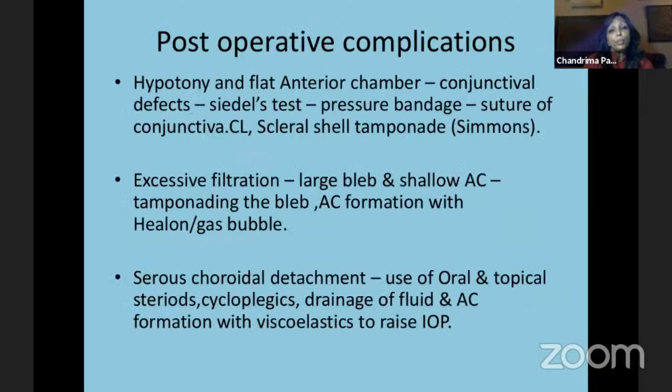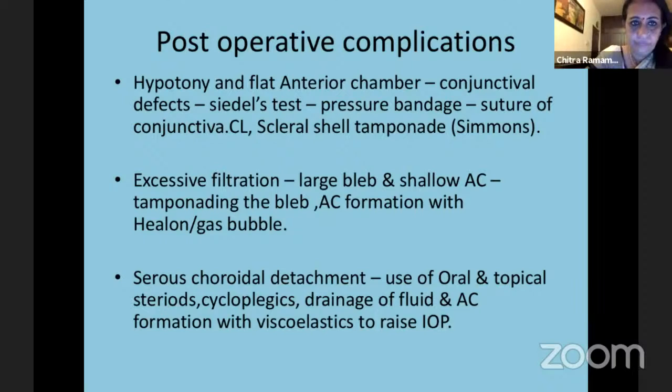Post-operative complications: you can have hypotony, which is the commonest complication, and flat anterior chamber. Conjunctival defects can be noted with Seidel sign. You can put a pressure bandage or suture that up, or you can also use a bandage contact lens or a scleral shell tamponade. Excessive filtration, again, large bleb and shallow AC. Tamponading the bleb is important.